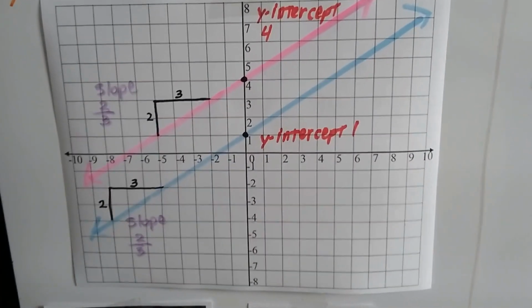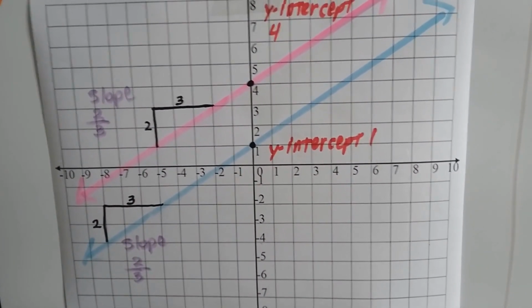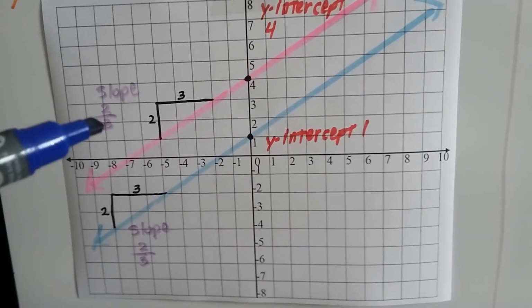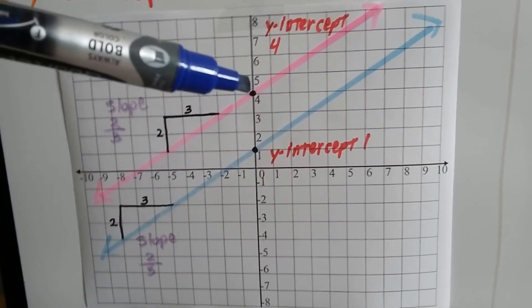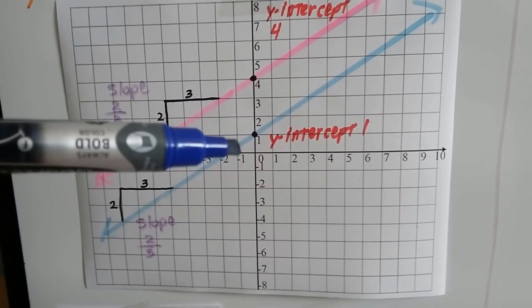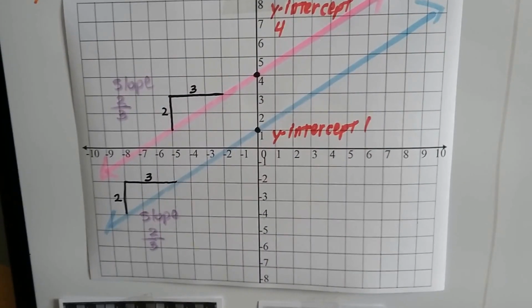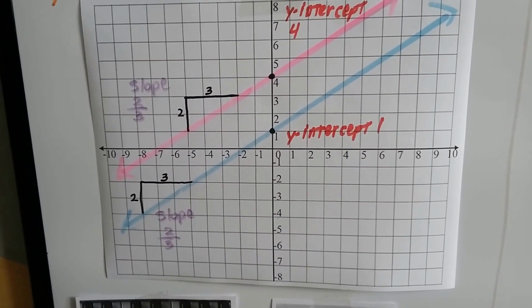So look at these two lines. When we count their rise, we see they have a 2 and the run is a 3. So the rise and the run is the same, so the slope is 2/3 for both of them. But the pink one hits the y at 4, and the blue one hits the y at 1. That's their y-intercept. So they have the same slope, but different y-intercepts. So yes, we've proven they're parallel.